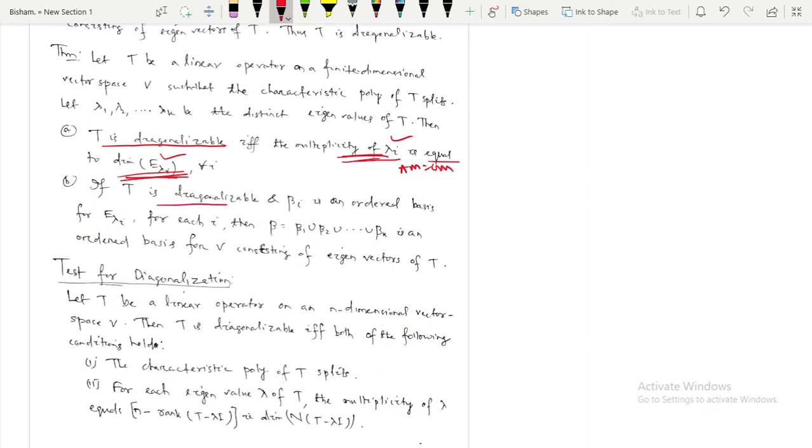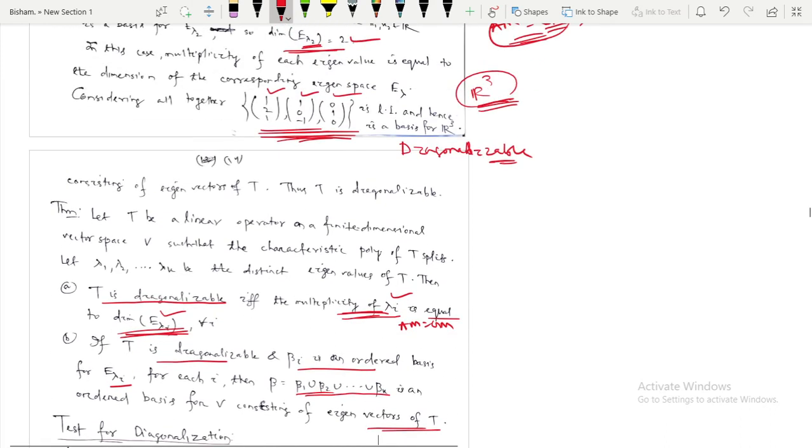So if T is diagonalizable and beta i is an ordered basis for E lambda i, then beta, the union of beta 1, beta 2 up to beta k, is an ordered basis for V consisting of eigenvectors of T. Here this one is your beta 1, and these two are the beta 2. Beta 2 means the corresponding eigenvectors we get for lambda 2, and this is the corresponding eigenvector we got for lambda 1. So if you take the union of beta 1 and beta 2, then this is beta, and this is a basis for R3.